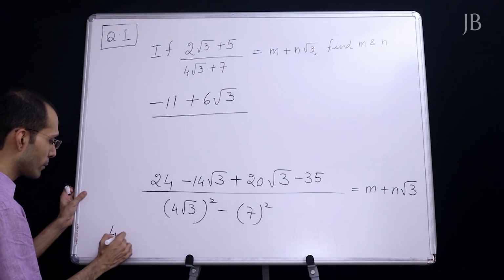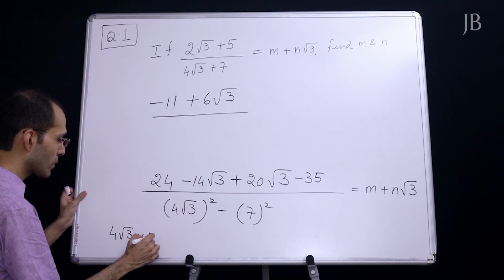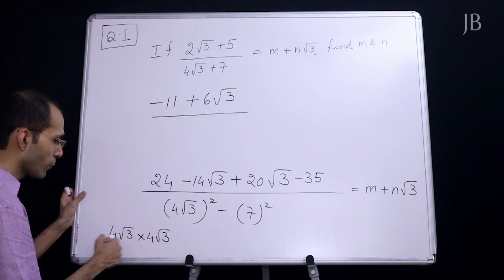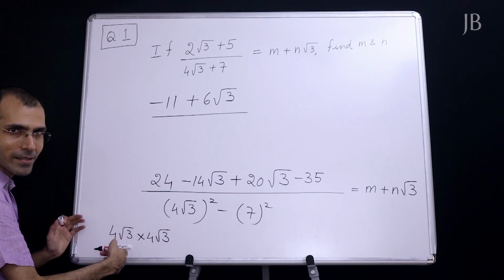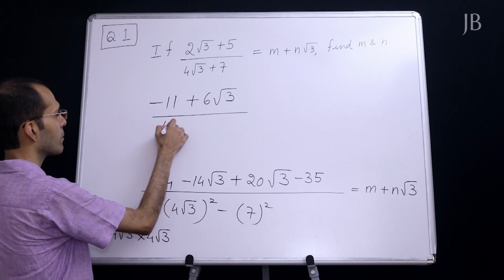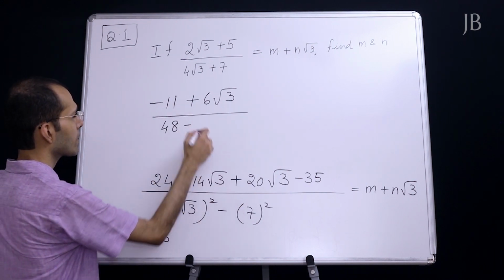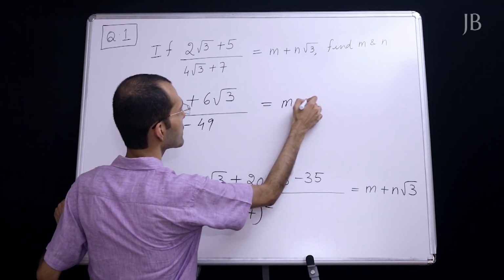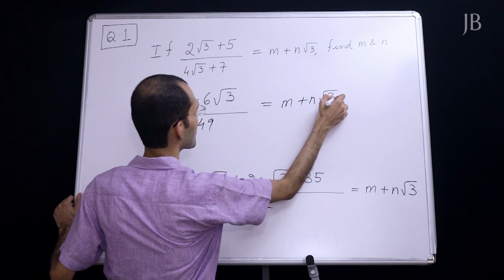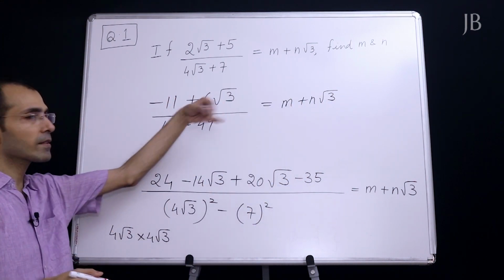In case you are getting confused, I can show you here. 4 root 3 into 4 root 3: 4 into 4, 16. Root 3 into root 3, 3. 16 into 3, 48. So this will be 48. Similarly, 49 is equaling m plus n root 3. Very important, because it was given equal to in the beginning. So we can't just leave it like that.